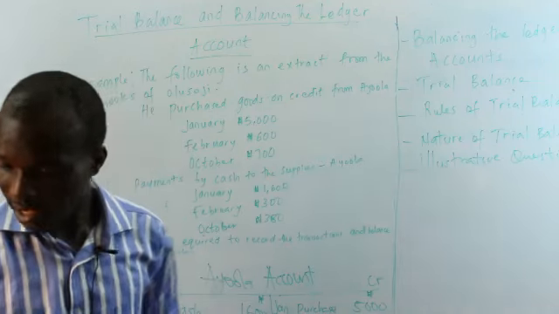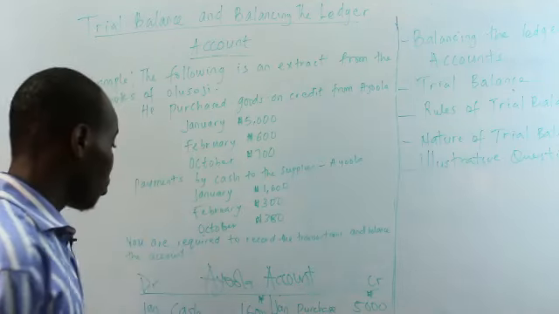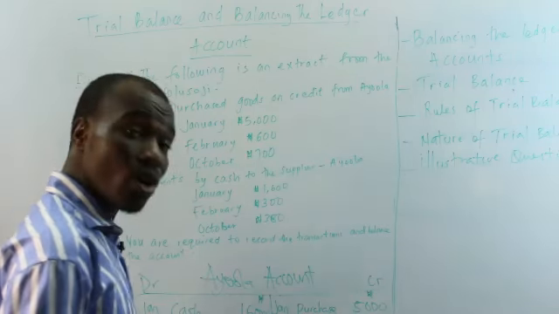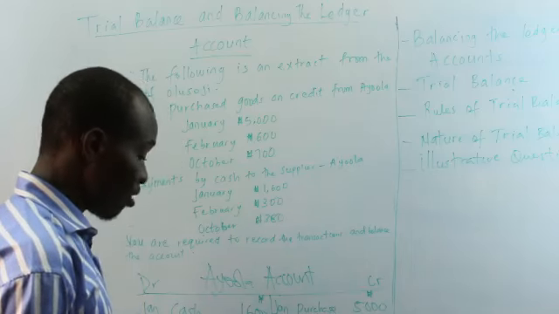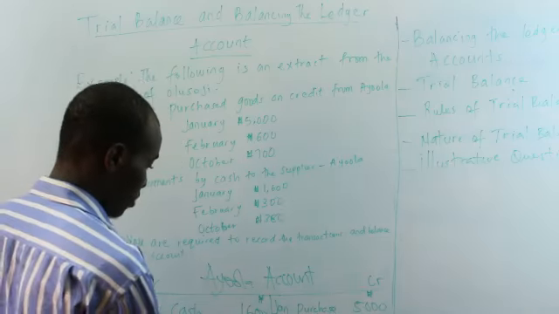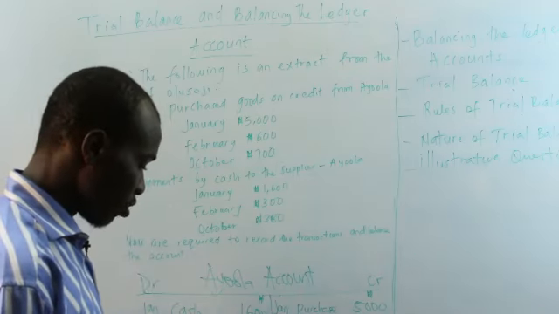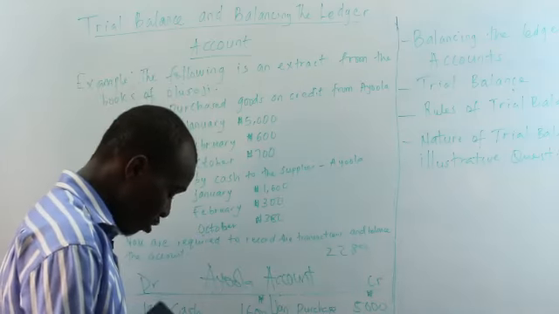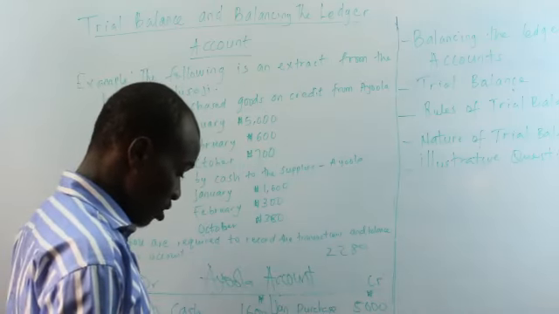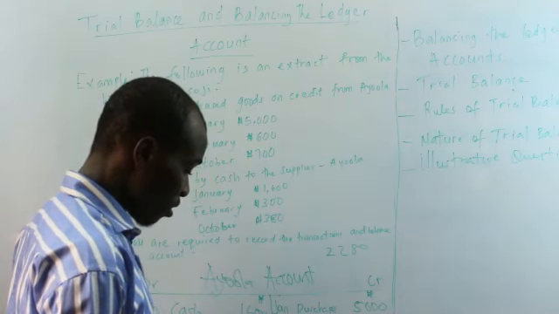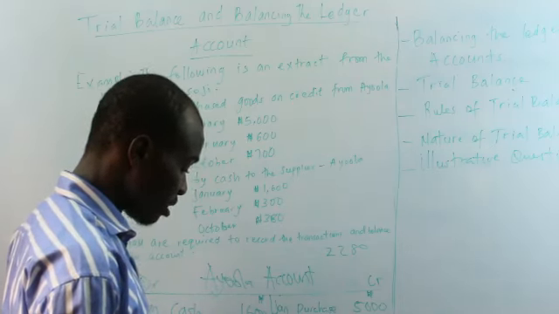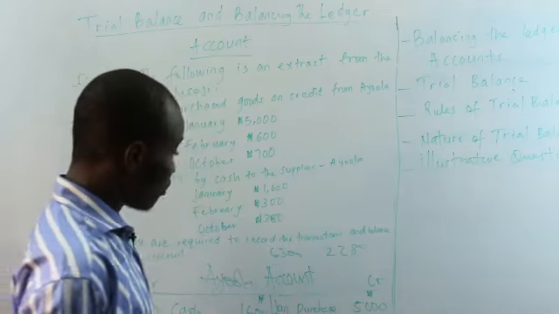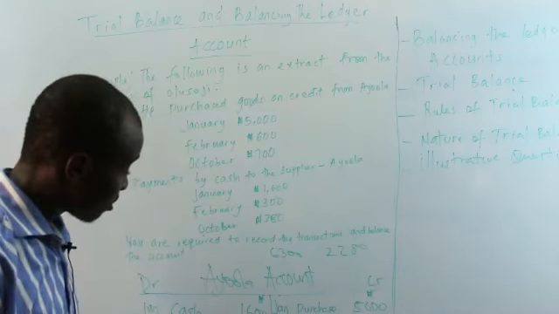So using the rules in balancing the ledger account, the first thing we are going to do is find the total of the debit side. We have 1,600 plus 300 plus 380. So the total of the debit side gave us 2,280. Also we have the total of the credit side: 5,000 plus 600 plus 700. That gave us 6,300.